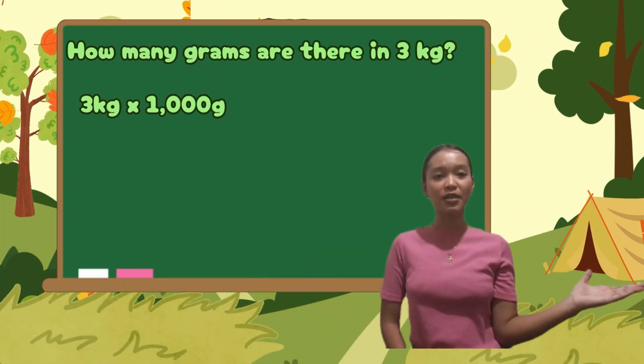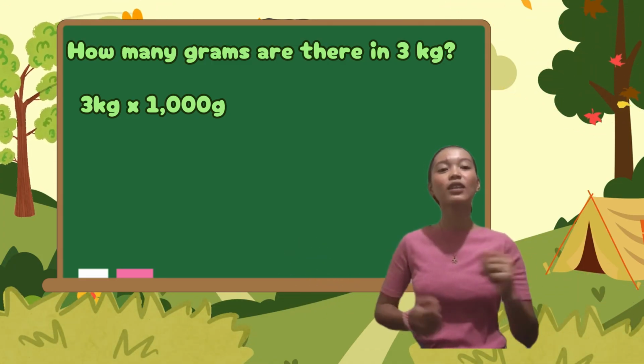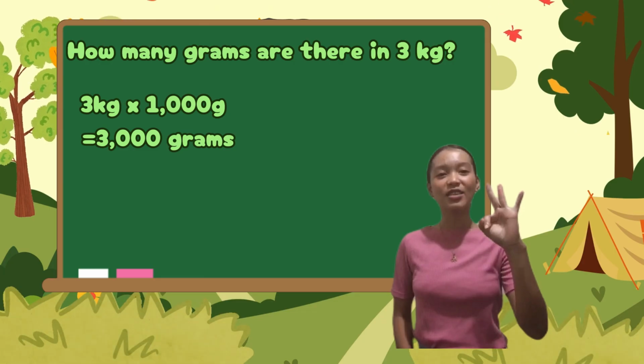Okay, it's multiplication. Since 1 kilogram is equivalent to 1,000 grams, let's multiply. 3 kilograms times 1,000 grams is equal to 3,000 grams. You're amazing! There are 3,000 grams in 3 kilograms.